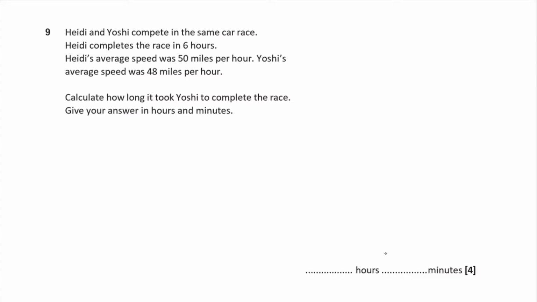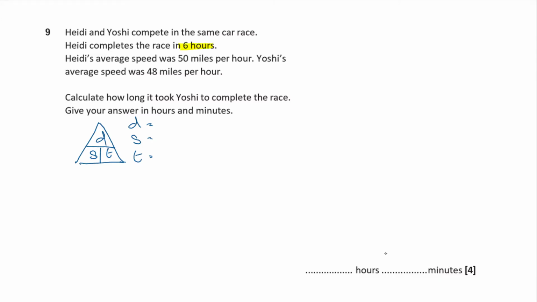Okay, so this is a distance, speed, time question. So I'm going to use the DST triangle to help me here. Distance, speed, time. Okay, what do I know? Do I know distance, speed, or time? Is it given in the question? Normally we're given 2 out of 3 of these things. What have we been given here? So we know that Heidi completes the race in 6 hours.